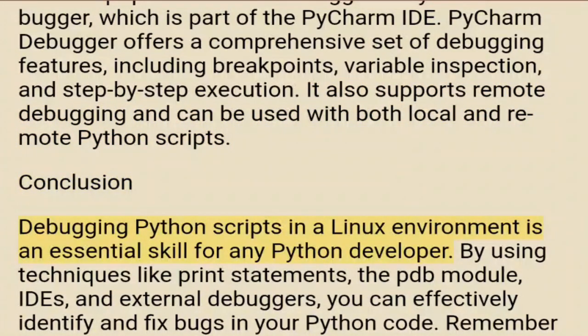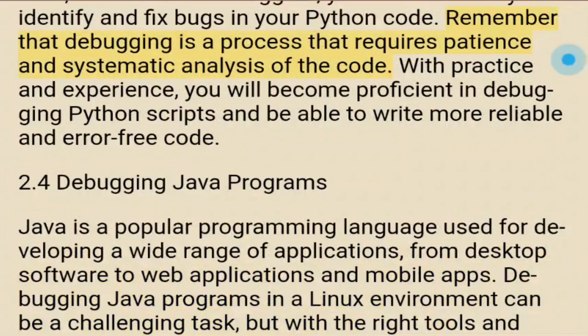Conclusion. Debugging Python scripts in a Linux environment is an essential skill for any Python developer. By using techniques like print statements, the PDB module, IDEs, and external debuggers, you can effectively identify and fix bugs in your Python code. Remember that debugging is a process that requires patience and systematic analysis of the code. With practice and experience, you will become proficient in debugging Python scripts and be able to write more reliable and error-free code. 2.4 Debugging Java programs.